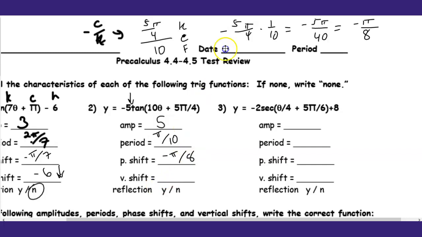And then the vertical shift. There's no vertical shift. There's nothing out here, guys, so we put none. And is there a reflection? Yes, we have this negative right here. That negative reflects over the x axis.